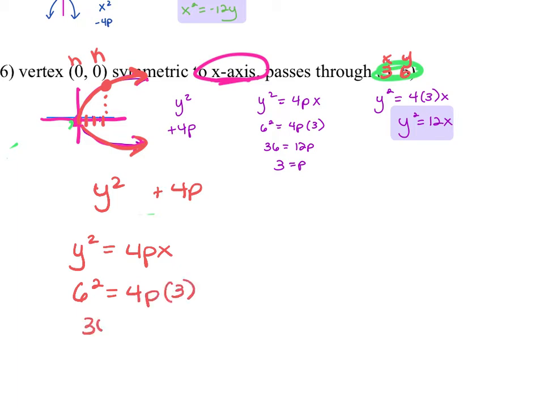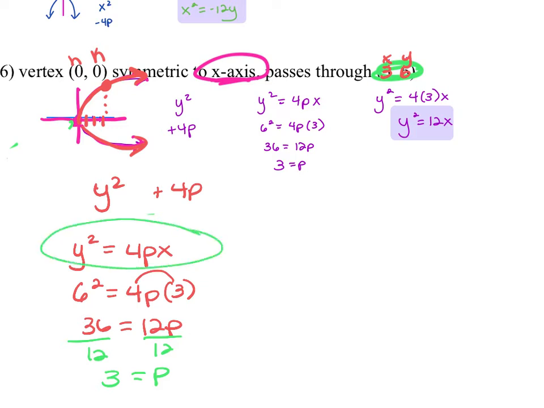So I end up with 36 equals 4 times 3 is 12p, and then divide both sides by 12, and I get p is 36 divided by 12, which is 3. Then I'm going to take that and plug it back in here, leaving the y as the y. 4 times p, which is 3, x gets the x. And I get y squared equals 12x.